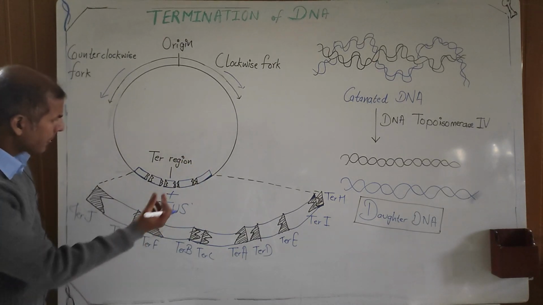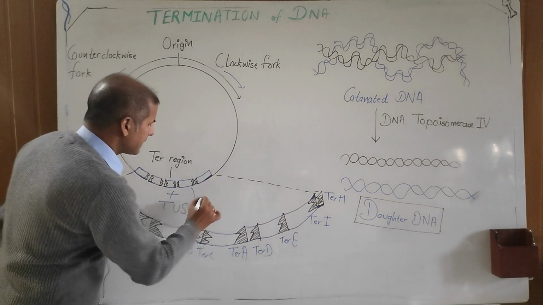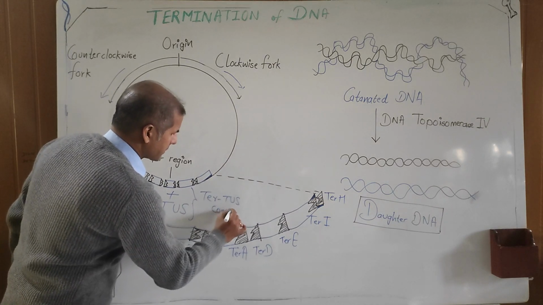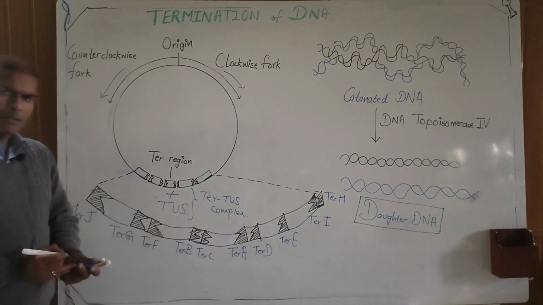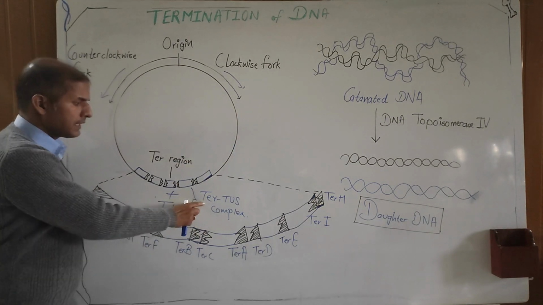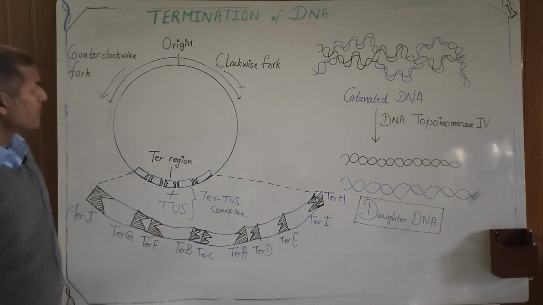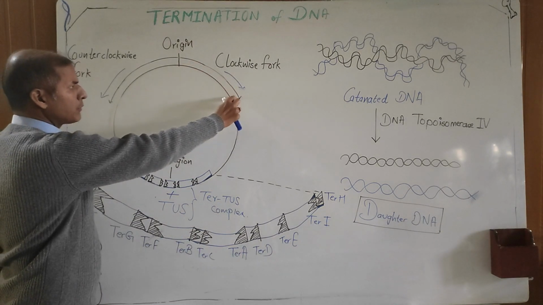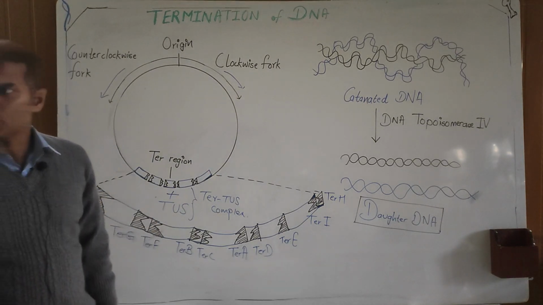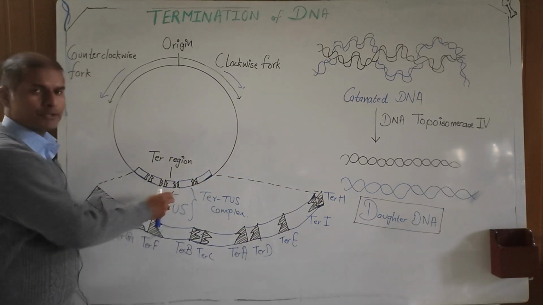Here we can see that one of the TER sequences binds with TUS and forms the TER-TUS complex. The major feature of the TER-TUS complex is that when a moving replication fork enters the TER-TUS complex, it will stop, it will halt. Suppose this replication fork moving in the clockwise direction comes to this TER-TUS complex. When it comes to the TER-TUS complex, the movement of this replication fork halts.